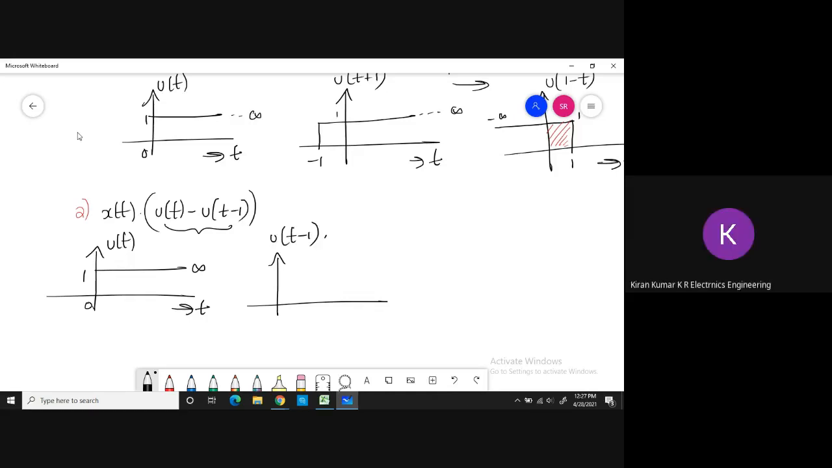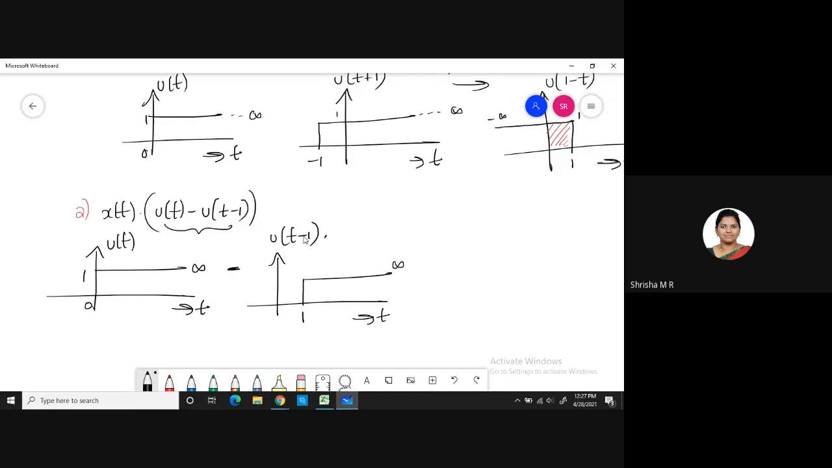It starts from +1 and it will go to infinity, ma'am. Correct, everyone? K is negative here, so it is right shifting. That means our signal is occurring 1 second late. It will start from 1 and go up to infinity. This is the signal u of t minus 1.